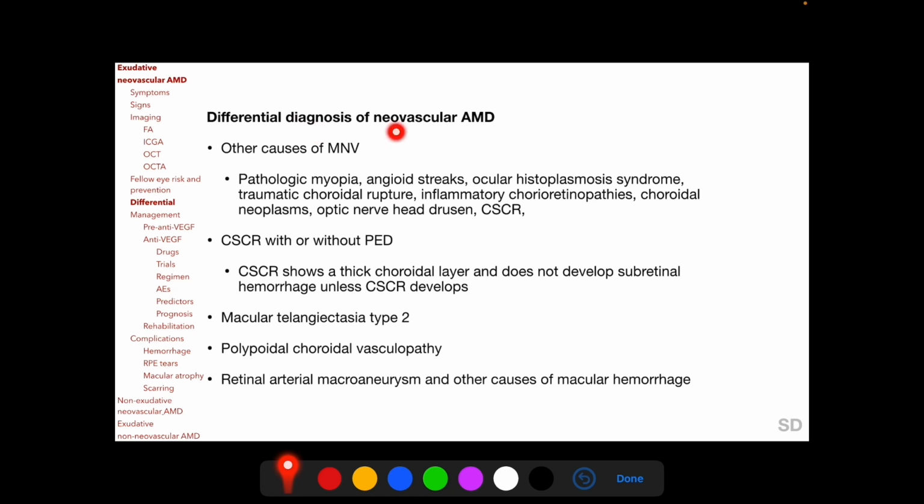Differential diagnosis of neovascular AMD includes other causes of macular neovascularization such as pathologic myopia and angioid streaks, central serous chorioretinopathy with or without pigment epithelial detachment, macular telangiectasia type 2, polypoidal choroidal vasculopathy, and retinal arterial macroaneurysm, along with other causes of macular hemorrhage.